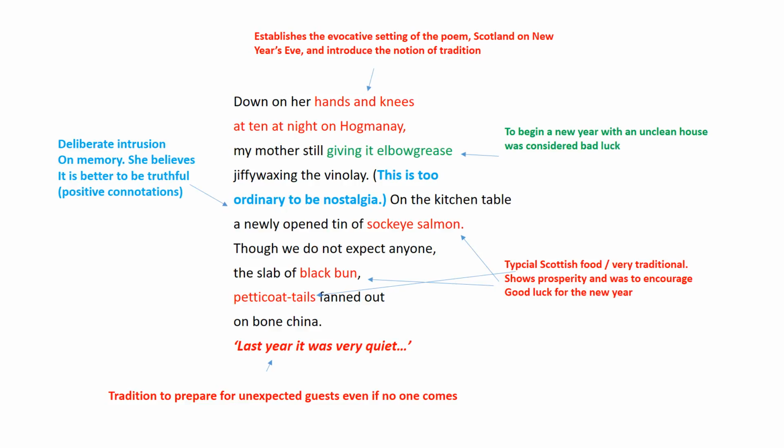We talked about sockeye salmon, black bun, petticoat tails here because they're very typical Scottish food, very traditional. They're meant to show prosperity, the best you can possibly have, and it's meant to encourage good luck for the new year, and the word choice of that shows us this. Again, bringing in that idea of our memories, but also our really clear ideas about the way that she experienced New Year's and the things that she used to eat. We have last year it was very quiet, and that's some dialogue in there. It was tradition to prepare for guests regardless if you weren't going to get anyone. So again, really superstitious, a really vivid memory of Lockhead's that we're getting.